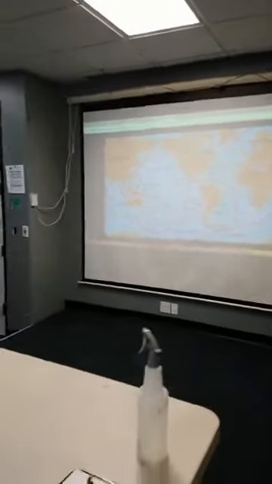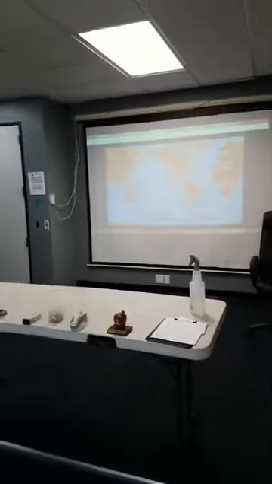Some are estimated to be continental, the size of continents.